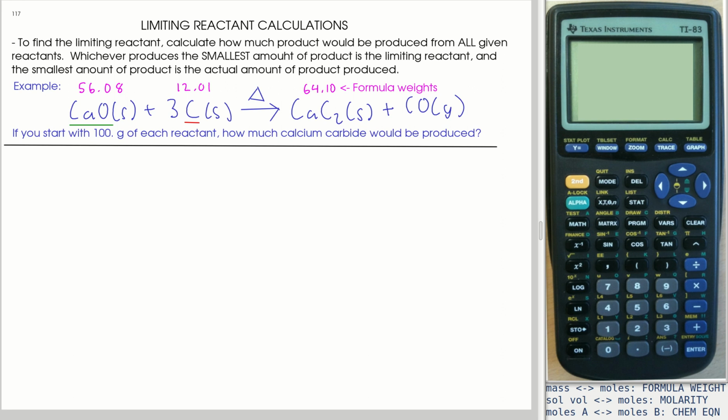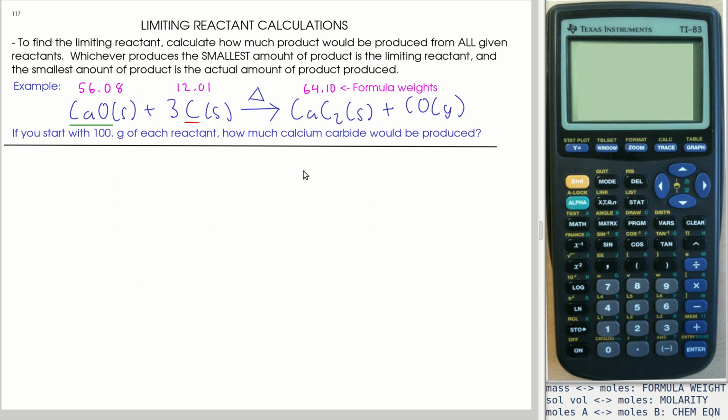We have a situation here where we'd like to make some of the compound calcium carbide, CaC2. And to make that, we can make it from calcium oxide and carbon. Let's say we look in our stockroom and we found that we have 100 grams of each one of those two compounds. And the question is, using 100 grams of each reactant, how much of the calcium carbide would I actually make? And the issue is, one of those will most likely run out first, but it's not immediately obvious which one.